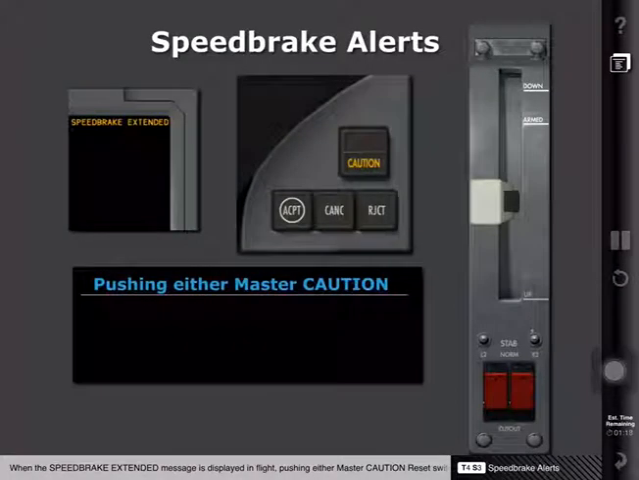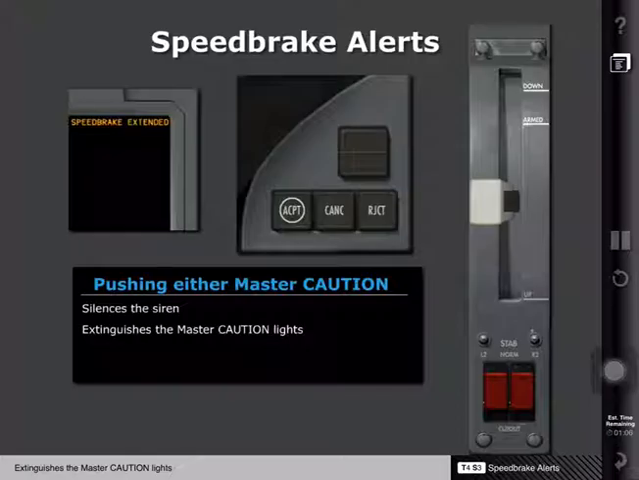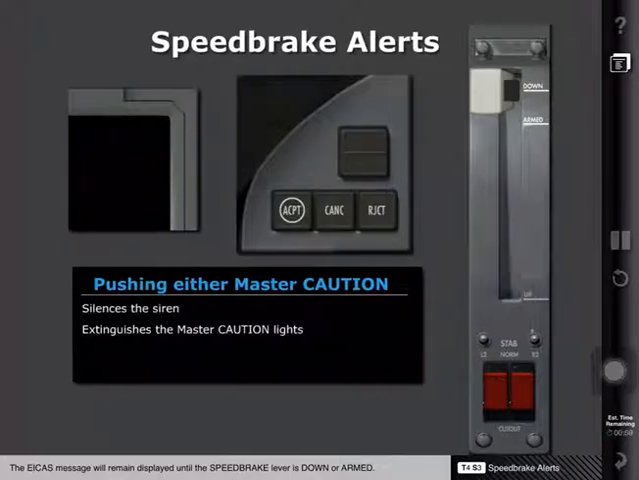When the speed brake extended message is displayed in flight, pushing either master caution reset switch silences the siren and extinguishes the master caution lights. The EICAS message will remain displayed until the speed brake lever is down or armed.